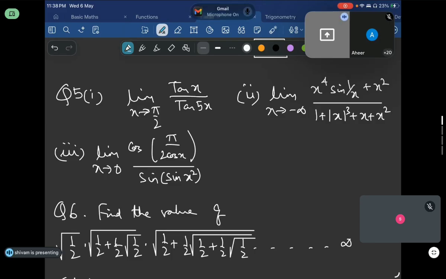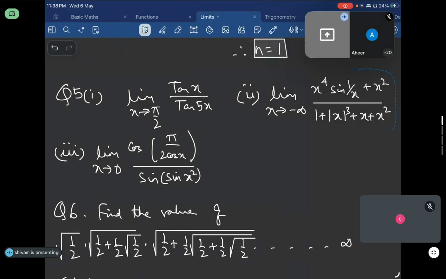Okay, Soham, check part 3. Adija, part 2 is correct. Ahir, part 2 is correct. Okay, I'm starting with part 2, everyone.